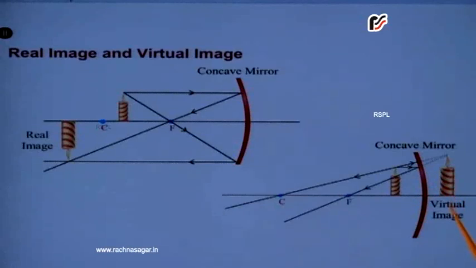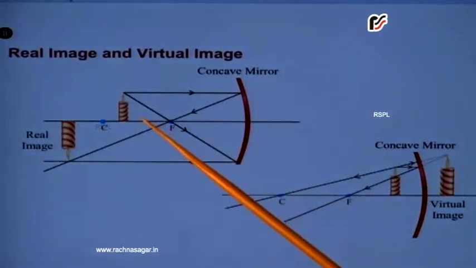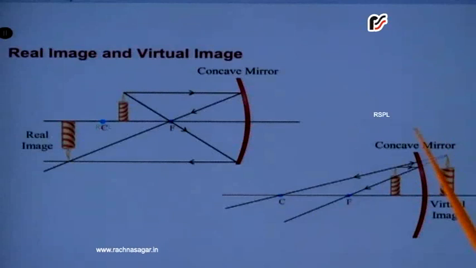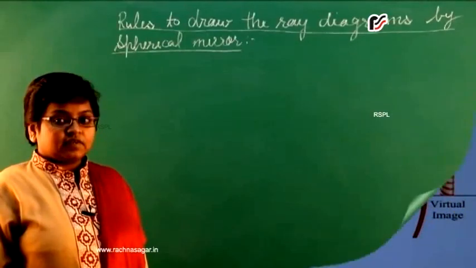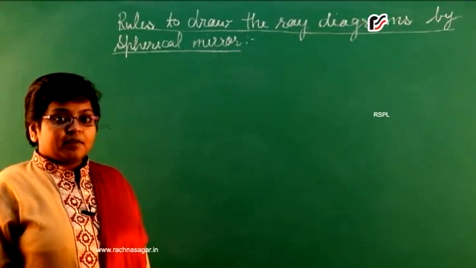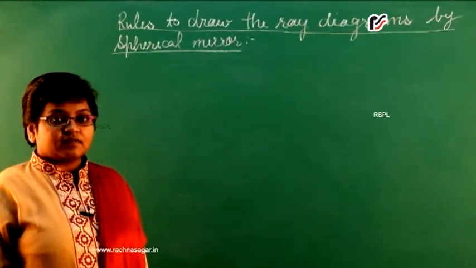This image is to be virtual. Similarly, in the case of lenses, the real image is formed on the other side of the lens and the virtual image is formed on the same side of the lens. Let us take the rules to draw the ray diagram by the spherical mirrors.